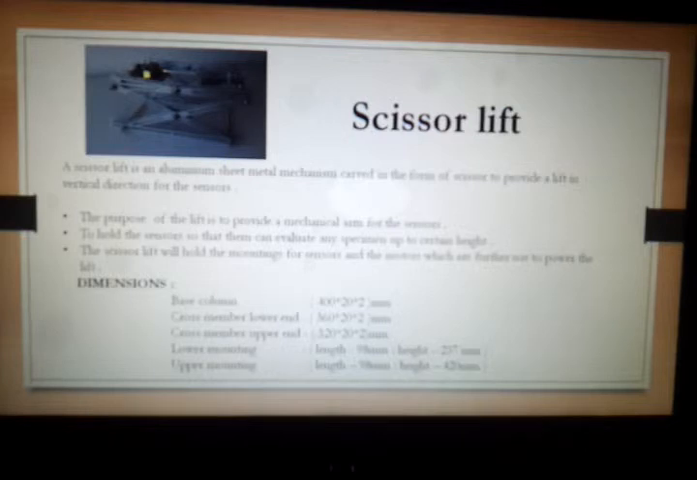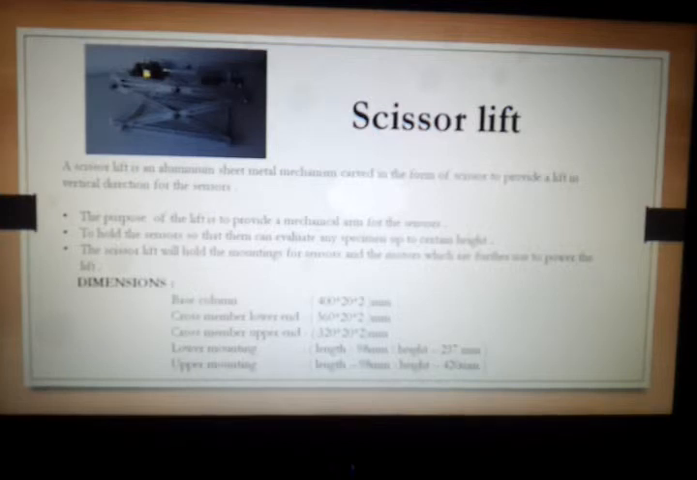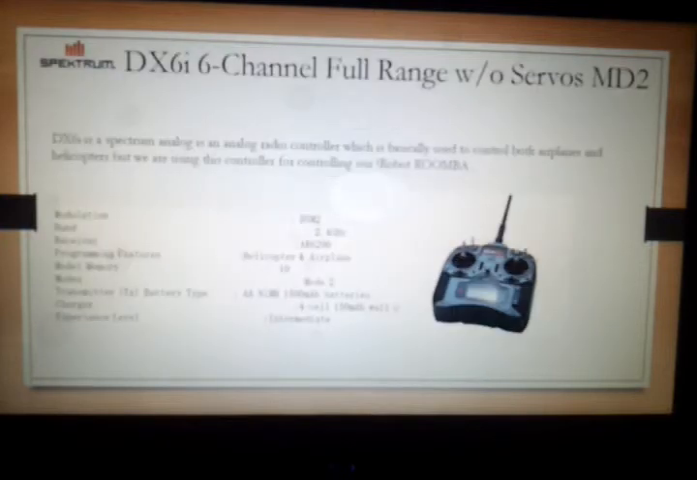The purpose of the lift is to provide a mechanical arm to hold the sensors so that they can evaluate any specimen up to a certain height. The scissor lift will hold the mounting for sensors and motors, which we will discuss further. So this is the configuration. The base column is divided into 3 parts: the base, the middle mounting, and the upper mounting. The base column is 400 mm in length, 20 mm in width, and 2 mm in thickness. And this is the further specification.